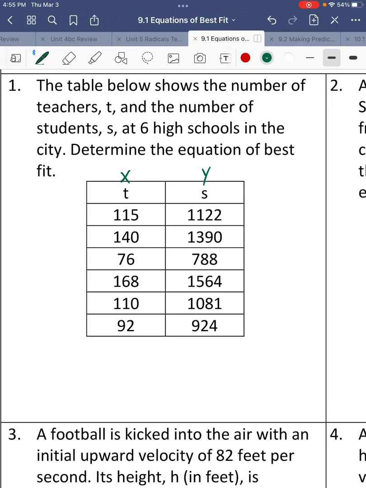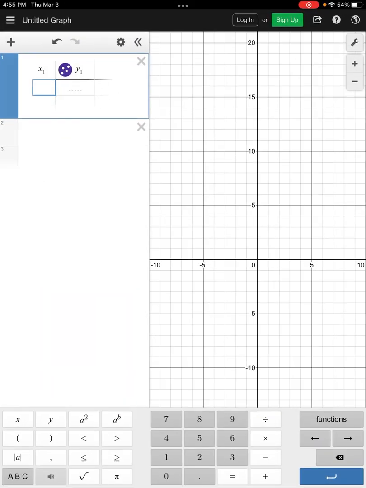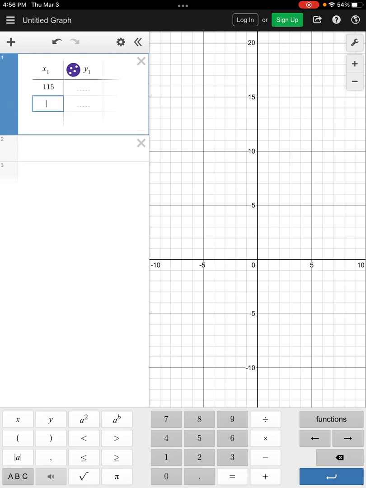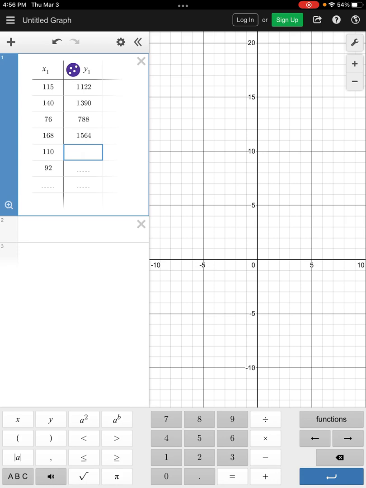So let's go back to Desmos. And so the X sub 1 is going to be 115. I hit enter. 140, enter. 76, enter. 168, enter. 110, enter. 92, enter. I'm going to click on the Y. 1,122, 1,390, 788, 1,564, 1,081, and 924. All right, now those are in.